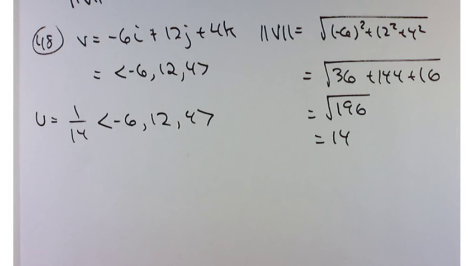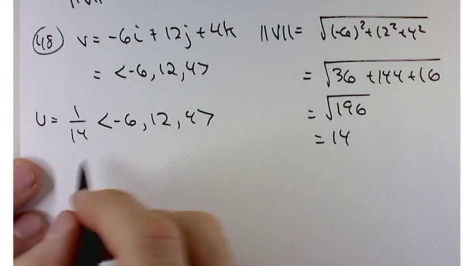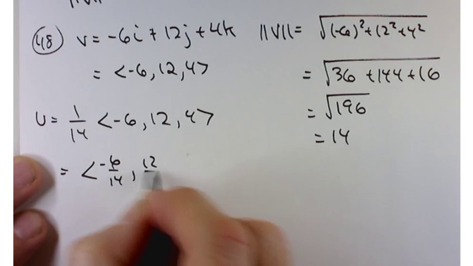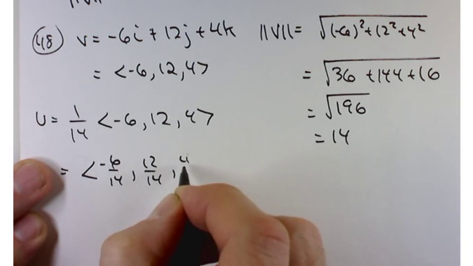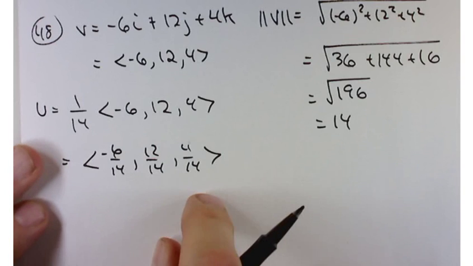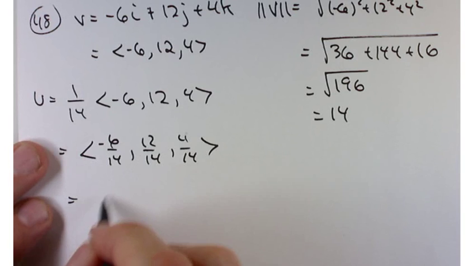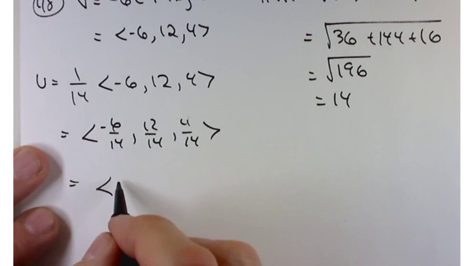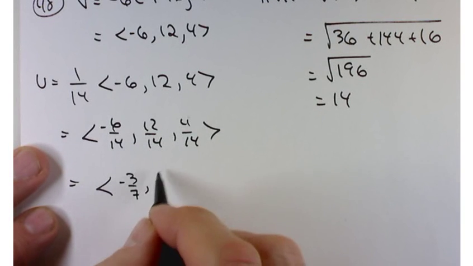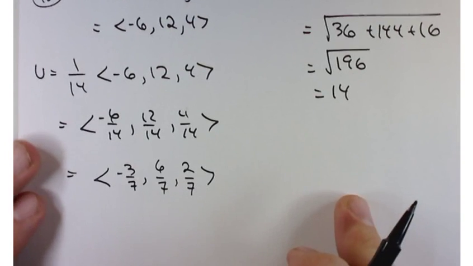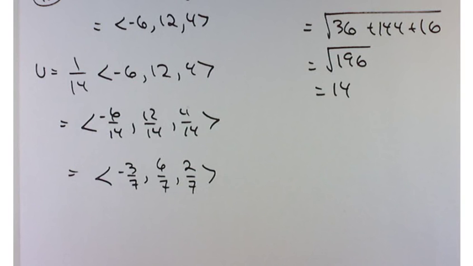You could, if you wanted to, distribute that and write it as negative 6 over 14, 12 over 14, and 4 over 14. I would appreciate it if you did write it like this, that you write it in lowest terms, so negative 3/7, 6/7, and 2/7. So there's your unit vector. It points in the same direction, it's just a little shorter.